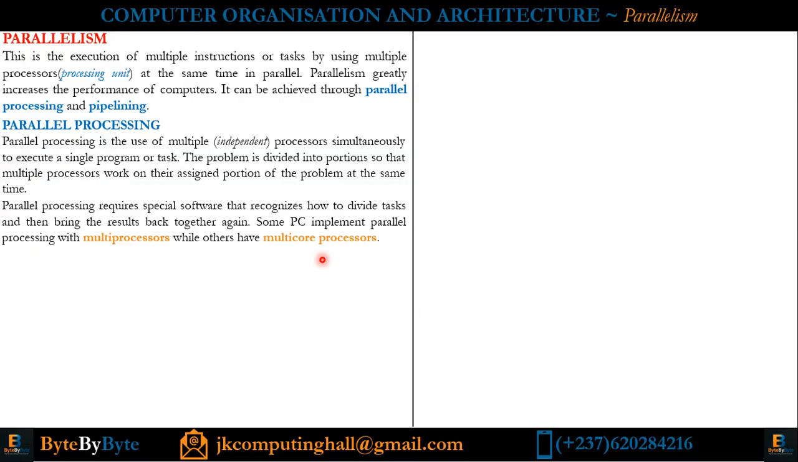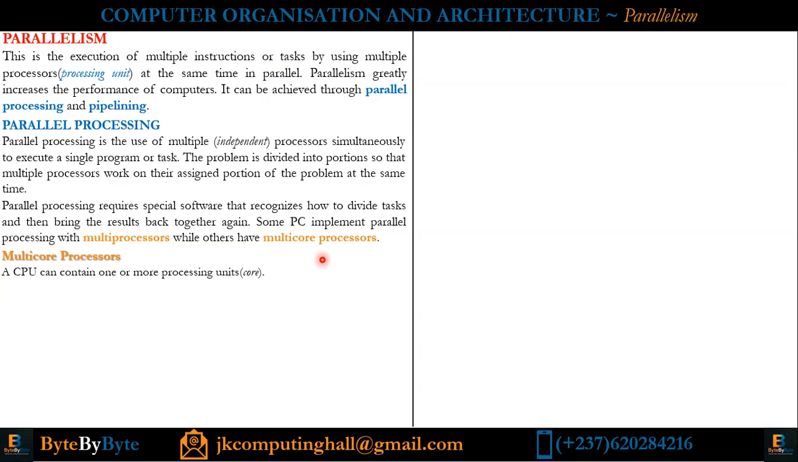Parallel processing requires special software that recognizes how to divide tasks and then bring the results back together again. Some PCs implement parallel processing with multi-processors while others have multi-core processors. So there's a difference between multi-processors and multi-core processors. Let us look at them.